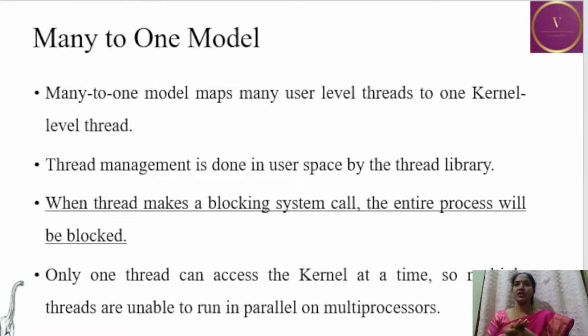So what will happen when a thread makes a blocking system call? The entire process will be blocked, since it is managed by the user thread library. When one thread makes a blocking system call, the entire process will be blocked, and only one thread can access the kernel at a time. So one user thread will be accessing the kernel thread at a time, and so multiple threads are unable to run in parallel on multiprocessor.